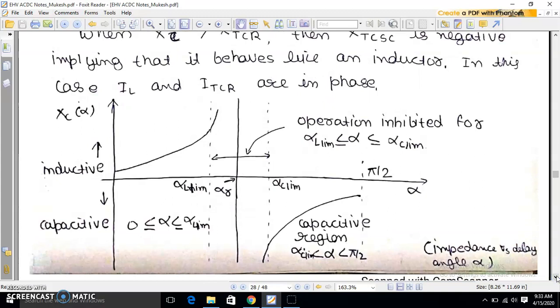This is the impedance versus delay angle alpha curve. Here, this is the operation inhibited for a limited period. The upper portion shows the inductive region and the lower portion shows the capacitive region. This one is inductive and this one is capacitive.